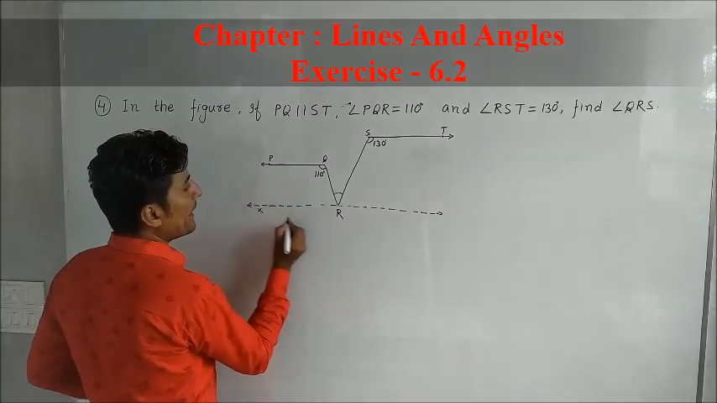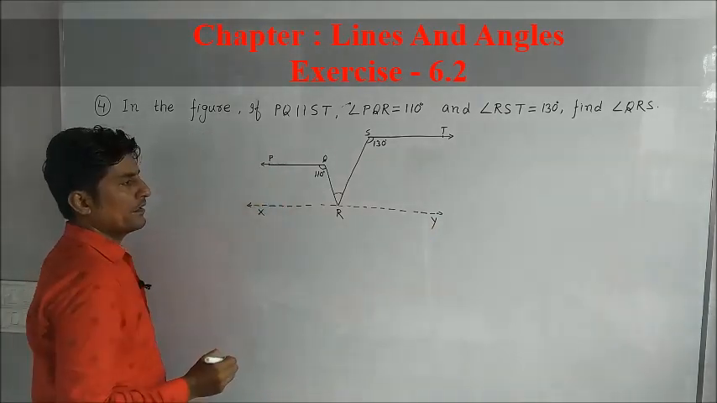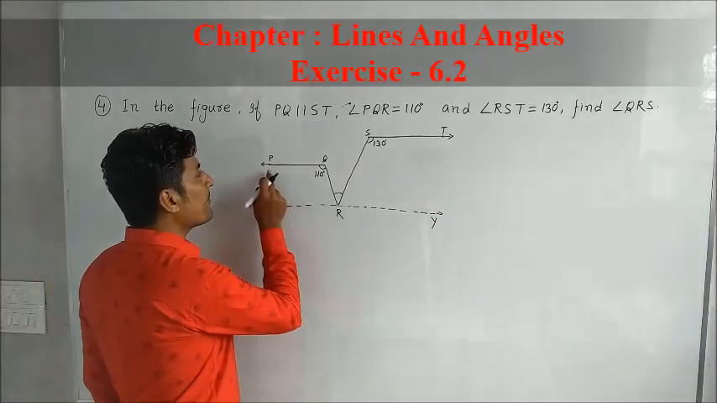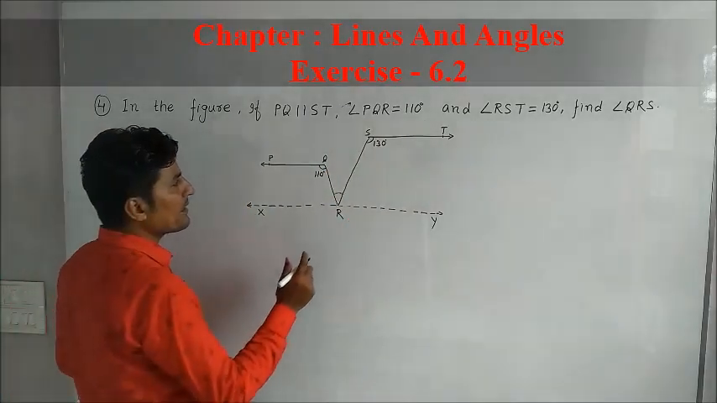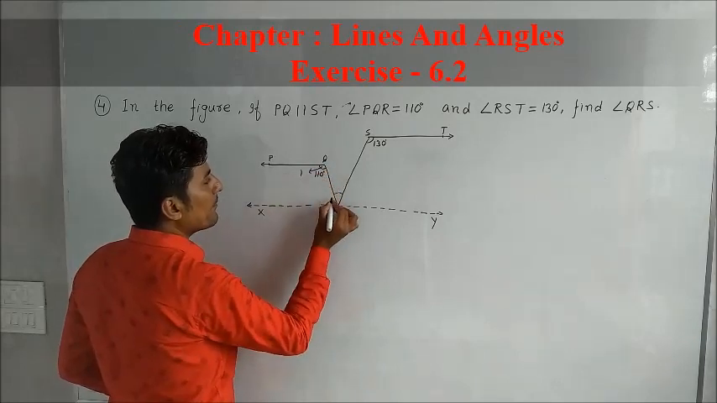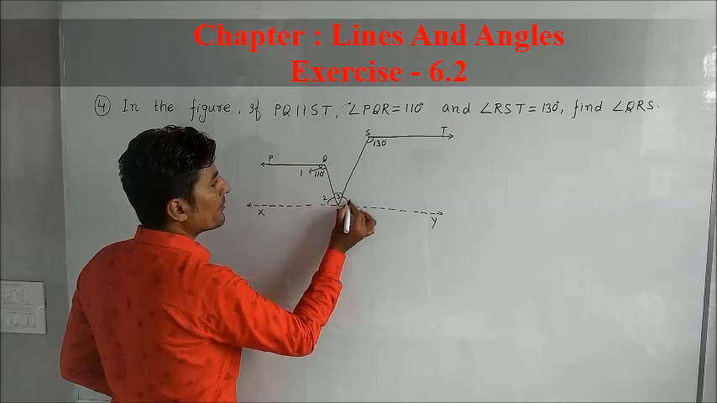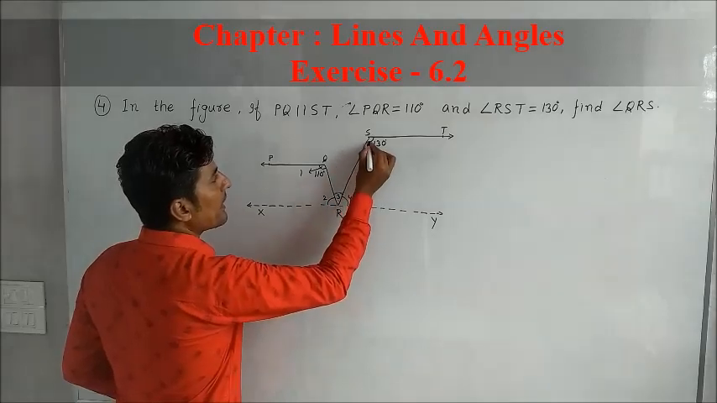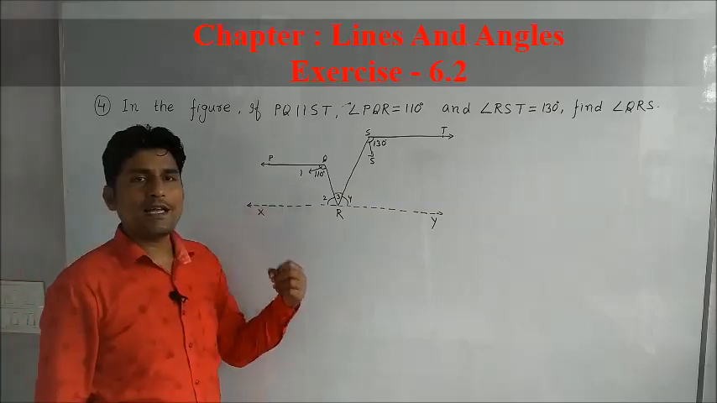Suppose the name of this line is XY. So we have drawn a line XY which is parallel to PQ and ST also. After that, suppose the name of this angle is 1, name of this angle is 2, name of this angle is 3, name of this angle is 4, name of this angle is 5. After that, we have put the name of all the angles.